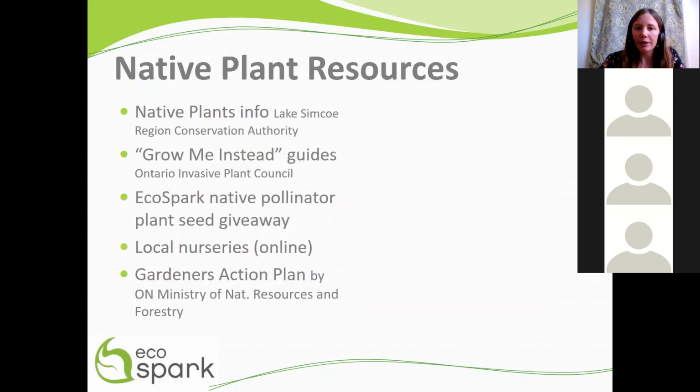So just a couple of ways that you can get more involved in native plants as opposed to invasive plants in your garden. Of course, we encourage you to plant native, and there are lots of great resources available even now during this health crisis. For example, the Native Plants Info and the Grow Me Instead guides are all available online.